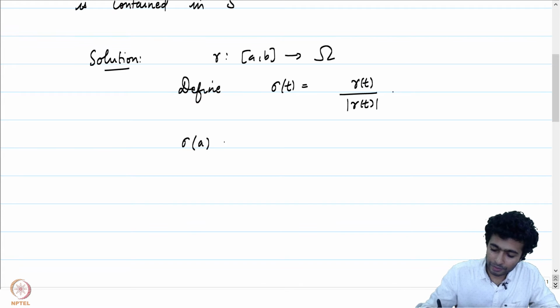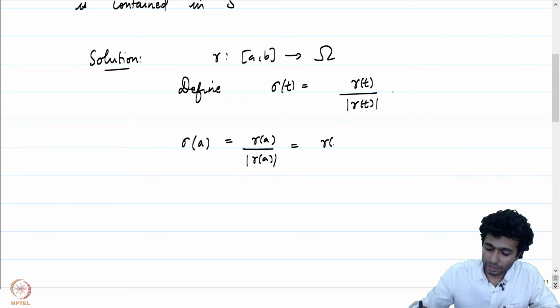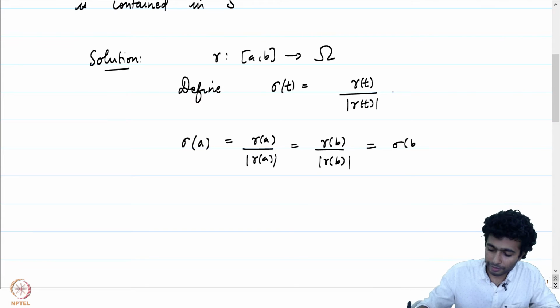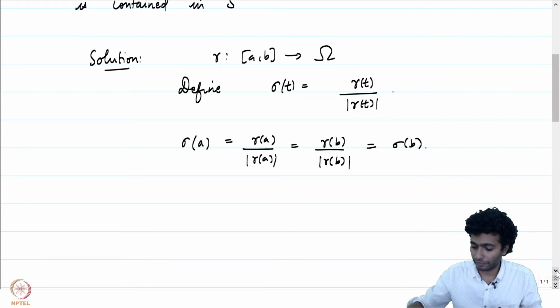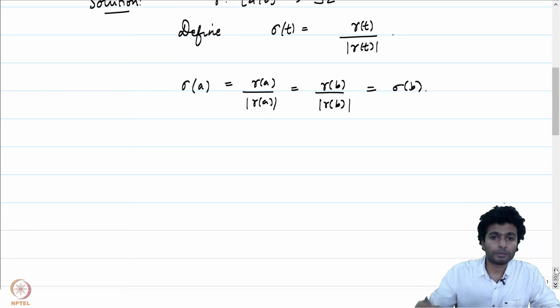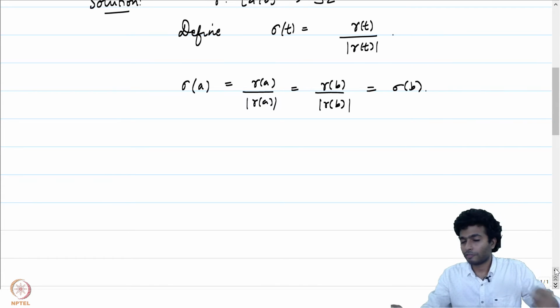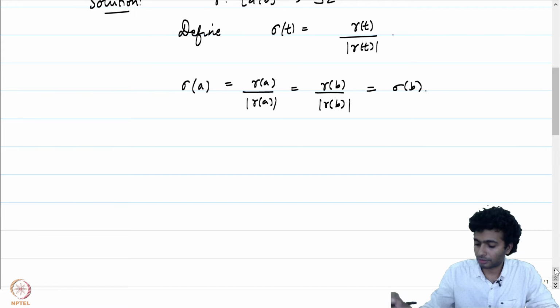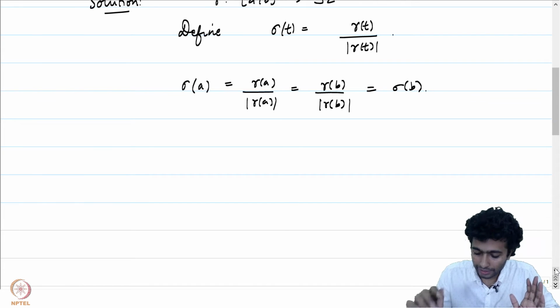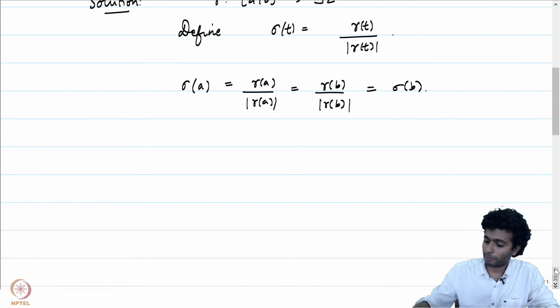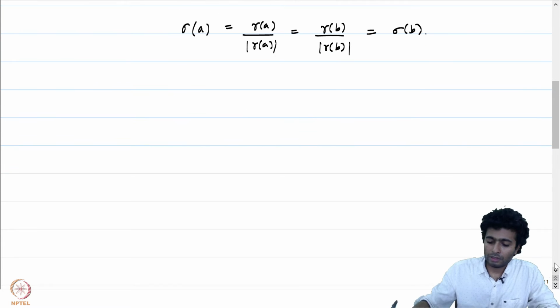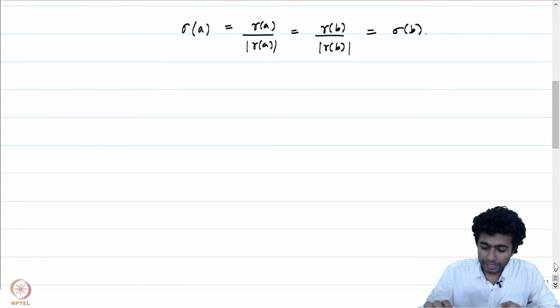and it's a simple check to see that sigma of A is equal to gamma of A by the absolute value of gamma of A. But gamma is a closed curve, and therefore this is equal to gamma of B by absolute value of gamma of B, which is equal to sigma of B. And therefore what do we have? We have that sigma is a closed curve with its image contained in S1. Of course, we have not proved anything about gamma being homotopic to sigma, but we will do that in a minute by explicitly defining what the homotopy is.